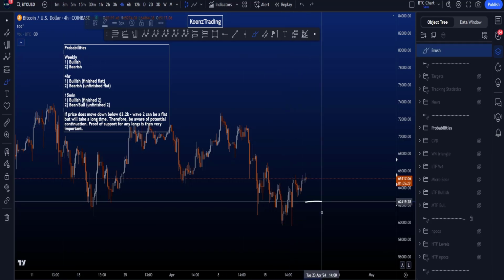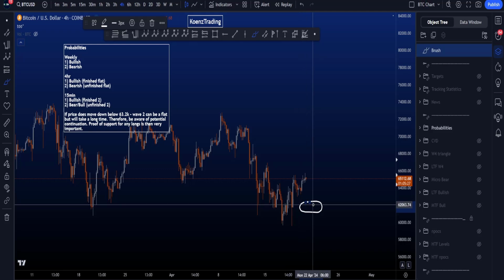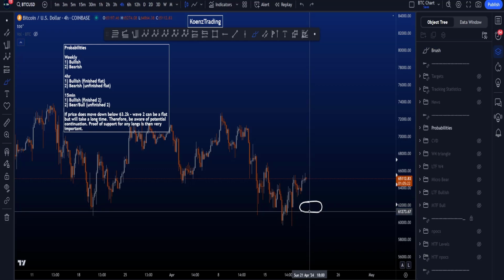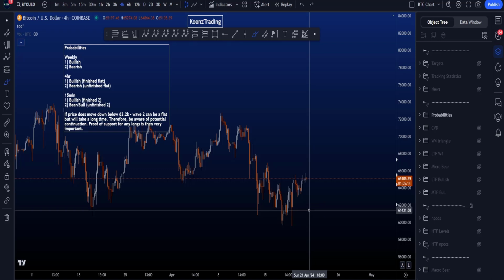So that means that if price goes down here, we have to really look for proof of support, be very patient, look for signs of strength before then going into any longs, right? No financial advice, but you know how it works, right? Stick to your plan, stick to your strategy, and stay safe out there.